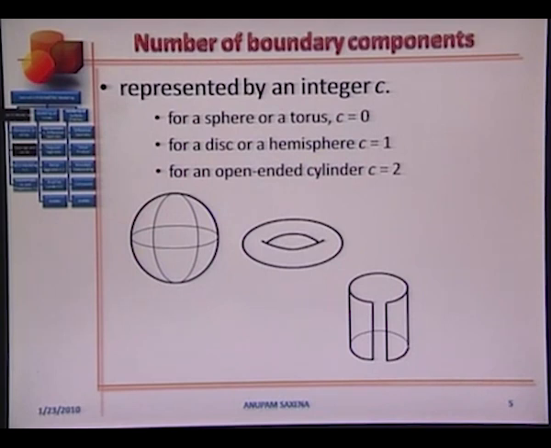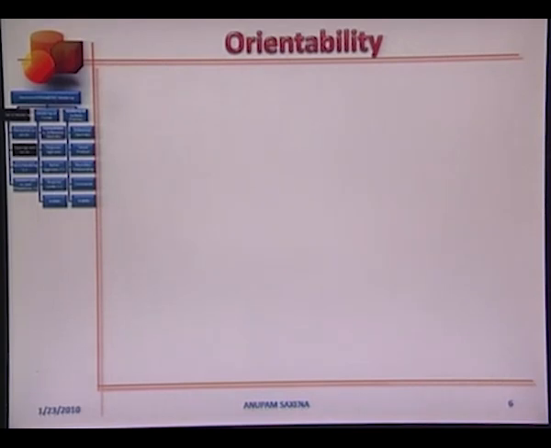For an open-ended cylinder, there would be two boundaries. A circular shaped boundary on the top and a circular shaped boundary at the bottom. For this surface, c equals 2. The next property is orientability of a surface.